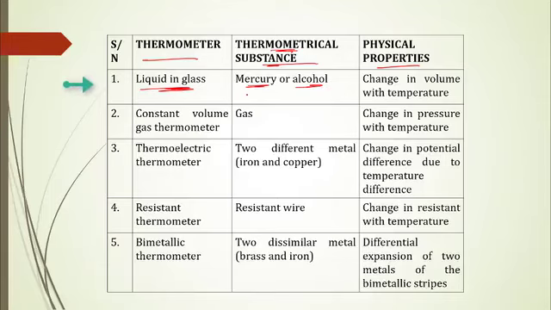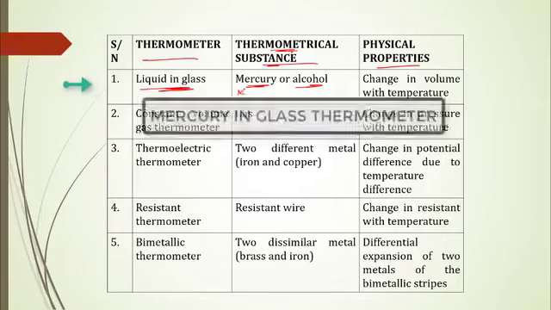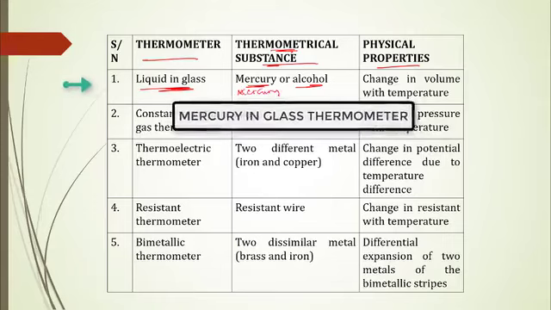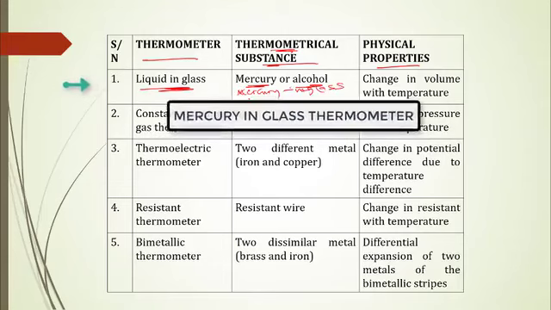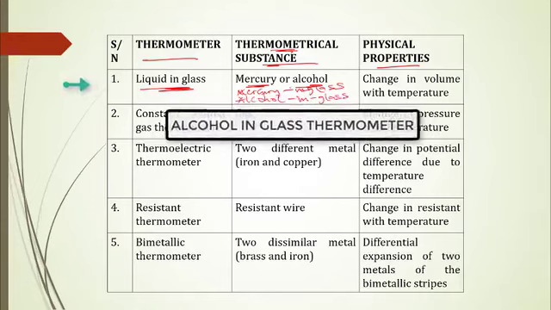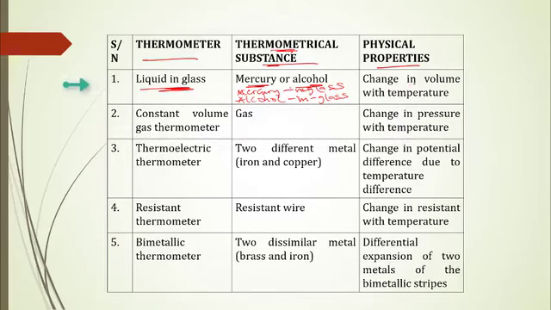A thermometer that has mercury as its thermometric substance is called mercury in glass thermometer. On the other hand, a thermometer that has alcohol as its thermometric substance is called alcohol in glass thermometer. Now, the physical property of both mercury and alcohol is that there is a change in their volume when there is a change in temperature.